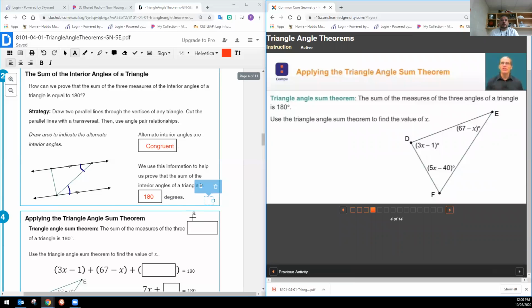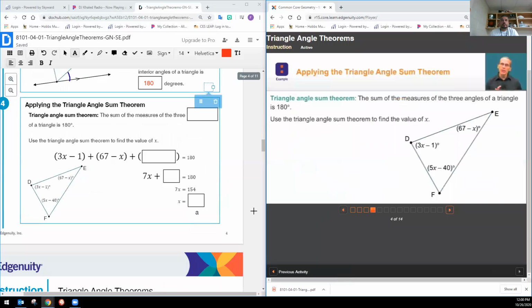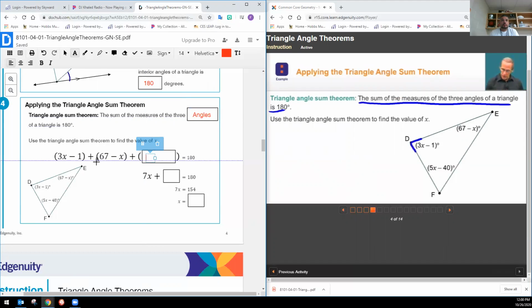We can now formally state the theorem we just proved, and we can use it to find the value of x. The triangle angle sum theorem states that the sum of the measures of the three angles of a triangle is 180 degrees. So the theorem states that the sum of the measures of the interior angles, angle EDF, angle DFE, and angle FED, will equal 180 degrees.